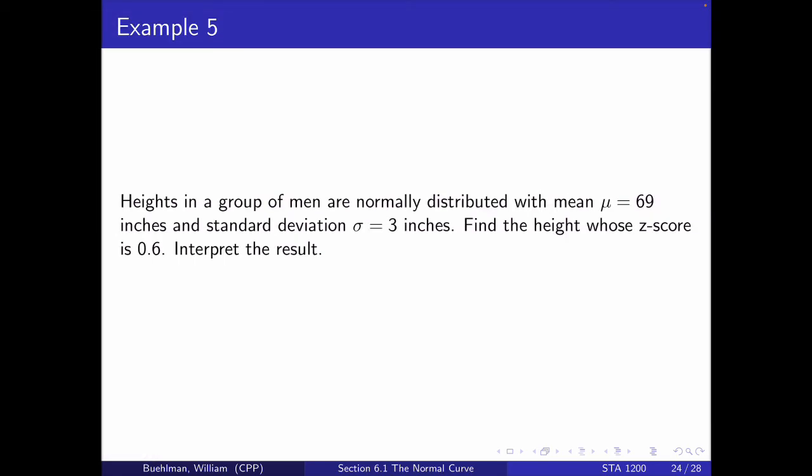Example 5. Heights in a group of men are normally distributed with a mean mu of 69 inches and a standard deviation sigma of 3 inches. Find the height whose z-score is 0.6 and interpret the result.